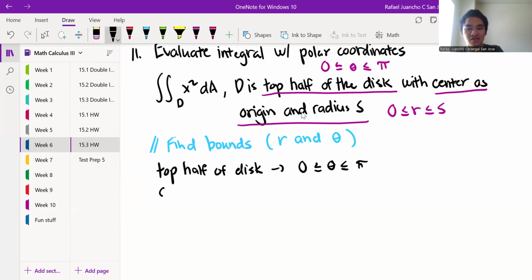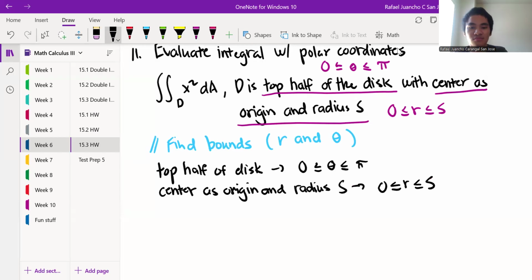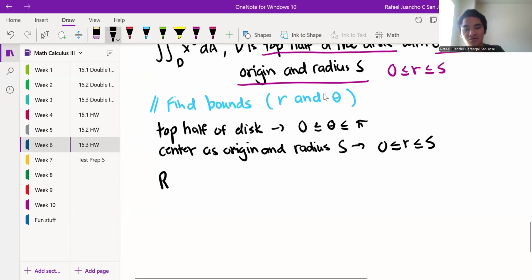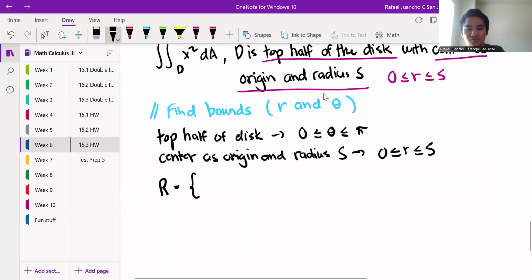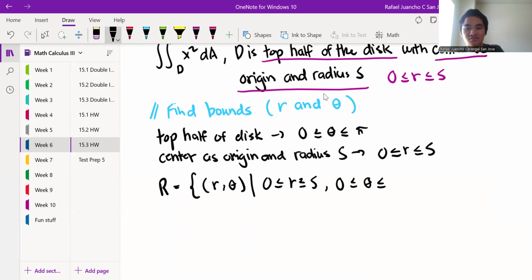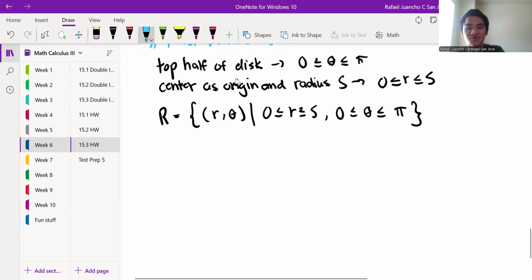And when we see something like center as origin and a radius of 5, well, we immediately think of this thing. And so my region, if we want to make it really fancy, is just a set of all of these r and theta, such that we have these things. Okay, I'm just going to do this for once, I'm not going to do it later.